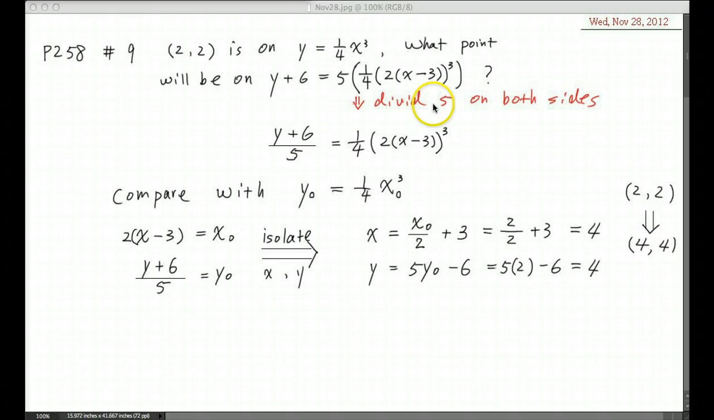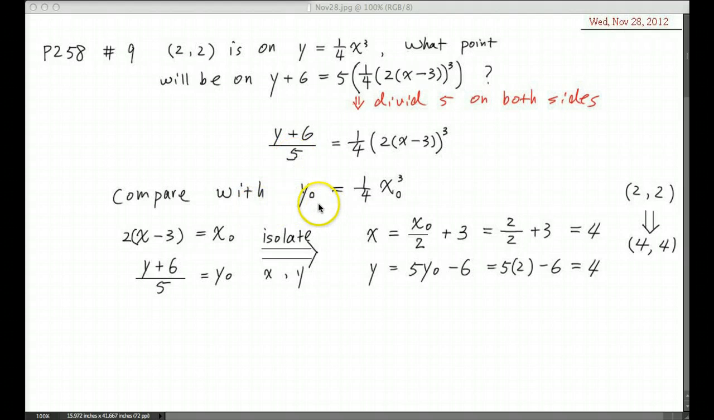Now if you compare, 1 over 4 you have here on the original function, and then you have 1 over 4 as well, and then you have x cubed, but then you have something cubed. So if you compare that, x is actually replaced by 2 multiplied by (x minus 3). That's the thing that replaces the original x. And here it's pretty obvious, originally it is just y, now it becomes (y plus 6) over 5.